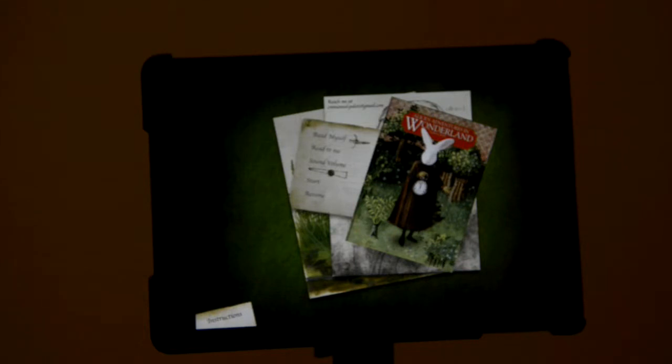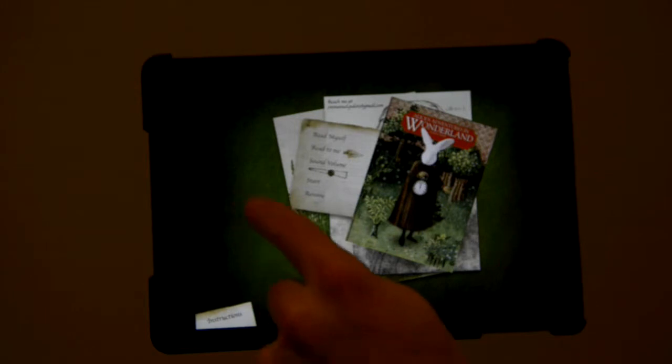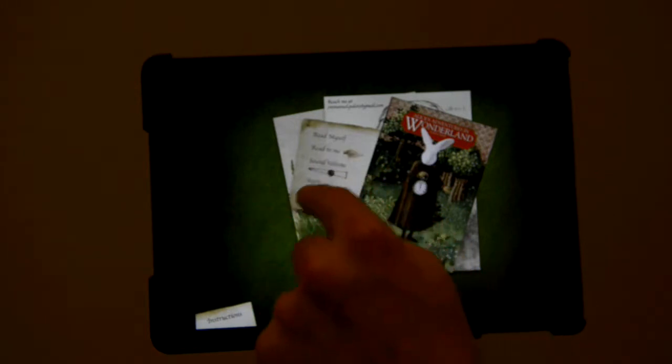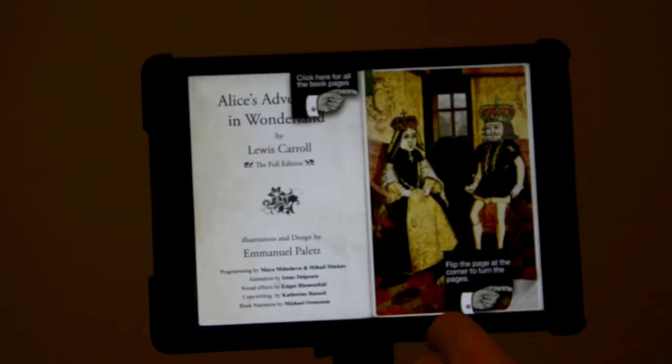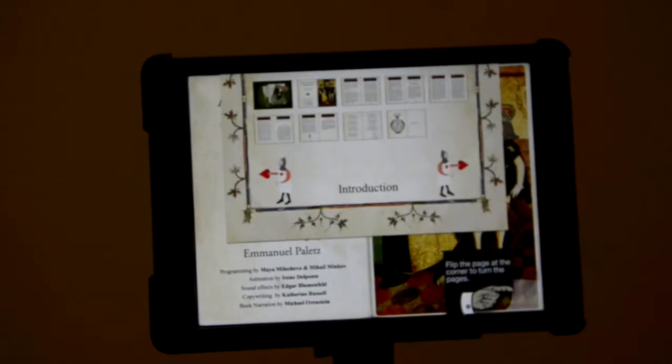Okay. The default needs to be read to me. And then I'm clicking on the book. It can be on the background, or you can do start. Alice's Adventures in Wonderland by Lewis Carroll. This is how it's supposed to work.